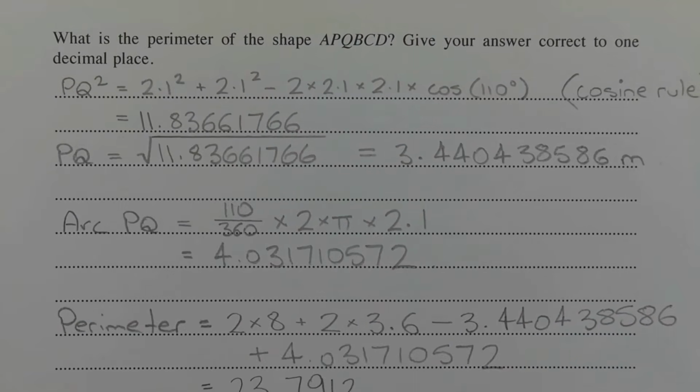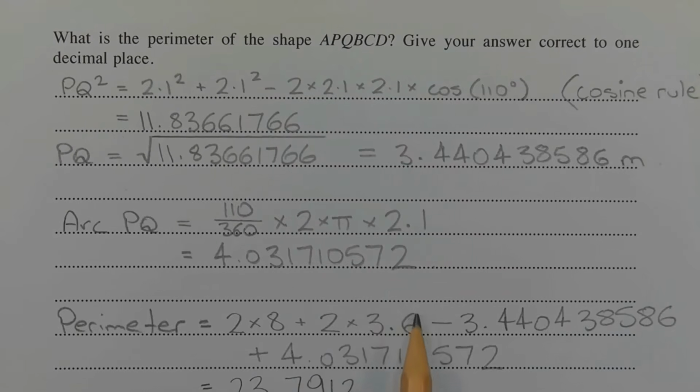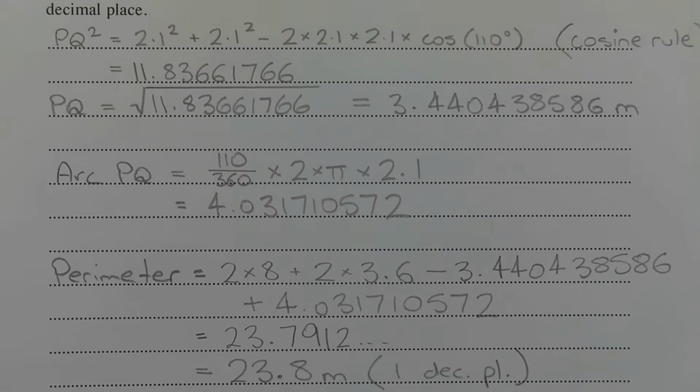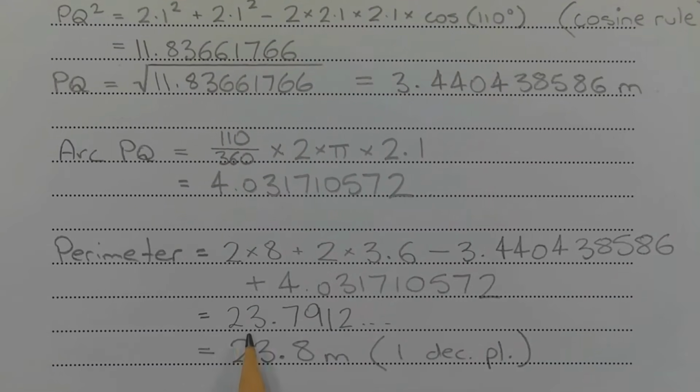So to get the perimeter, we find the perimeter of the rectangle first. So that's 2 times 8 plus 2 times 3.6. We subtract length PQ, that's the straight side PQ, and then we add on arc length PQ. And that gives us 23.7912 and so on. And rounding this value to one decimal place, we get the perimeter is 23.8 meters, correct to one decimal place.